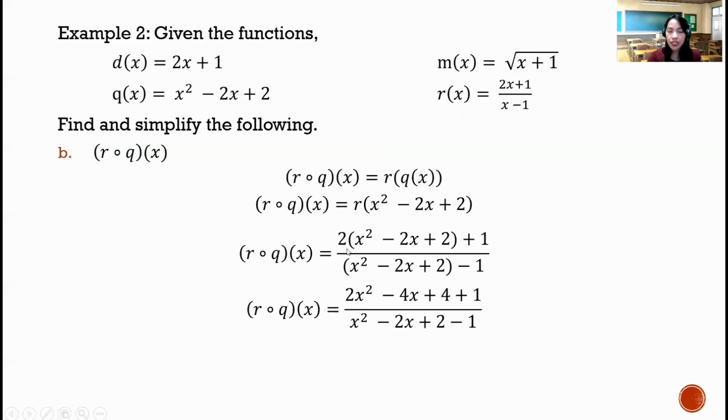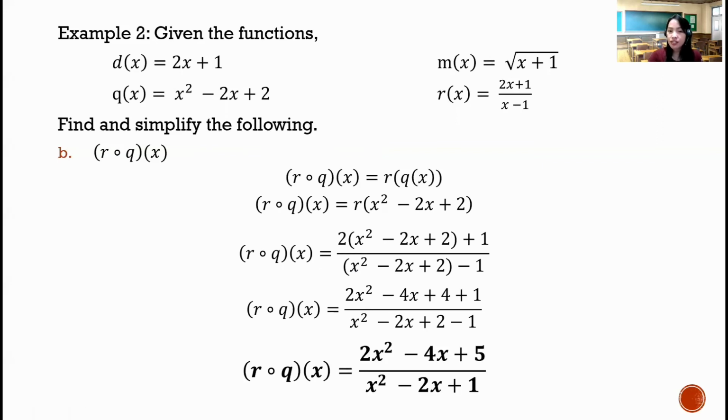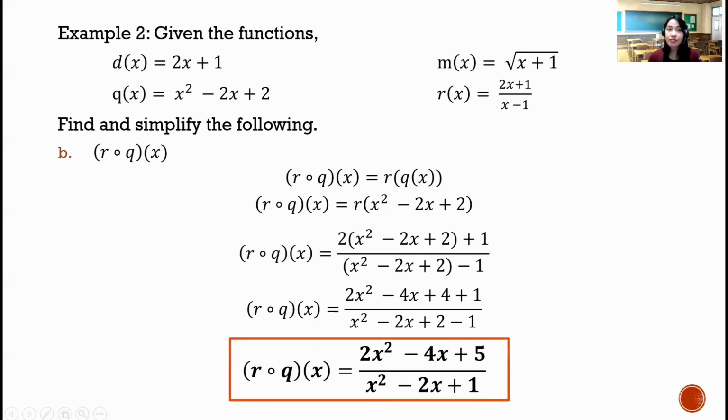So that is 2 times x squared, that is 2x squared. 2 times negative 2x, that is negative 4x. 2 times 2 is 4, and then copy positive 1. All over, just remove the parenthesis of the quantity, then copy minus 1. So our final answer, we have 2x squared minus 4x, and then 4 plus 1 is positive 5, all over we have x squared minus 2x. 2 minus 1 is positive 1. That's the final answer for example number 2, letter B.